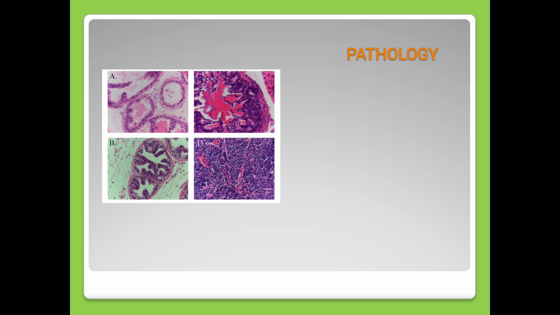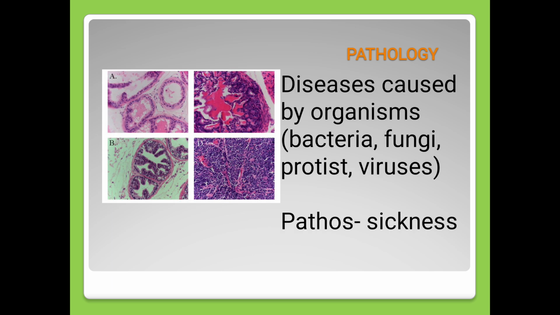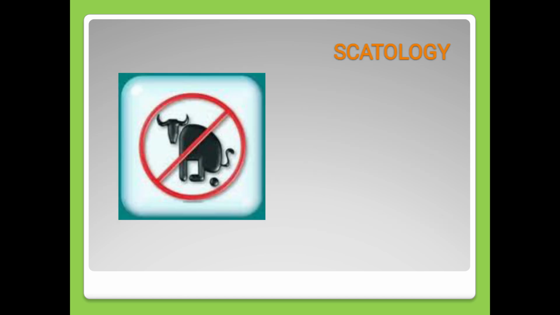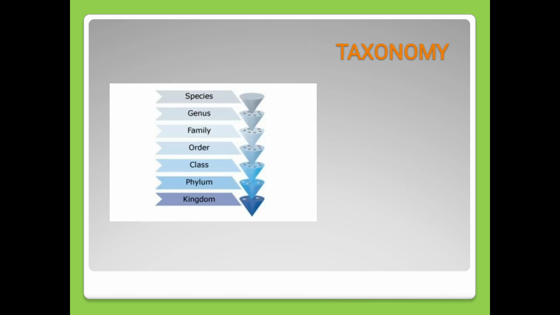Pathology, the study of microbes which cause disease, is called pathology. So we can define pathology in a simple way: it is the study of pathogens. Virus, bacteria, fungi, nematodes, etc. Scatology, animal droppings. It is the study of animal waste material. Physiology is the study of the function of a living thing.